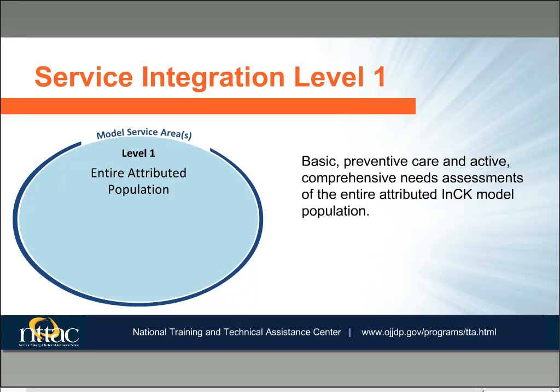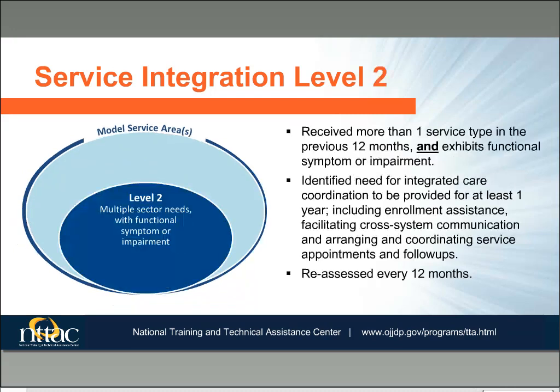So for the first level, which is really thinking through who is in the entire targeted population in a model service area, this is service integration level 1, where all children are considered attributed to the model in that area and or in the areas if an applicant has chosen multiple areas to focus on. And those children are assessed using a comprehensive needs assessment tool that is developed by a model, and that assessment is done at least every 12 months. If a child only requires standard preventive services, then they should remain in this service integration level 1.